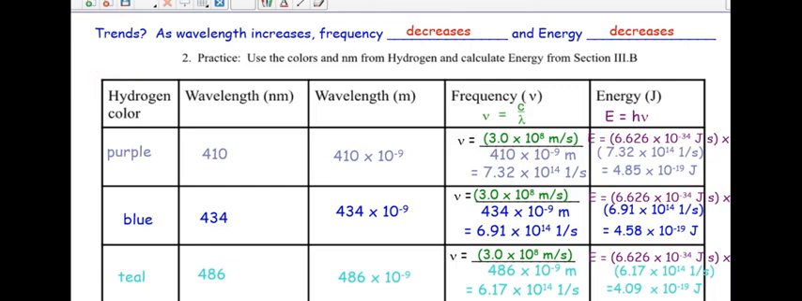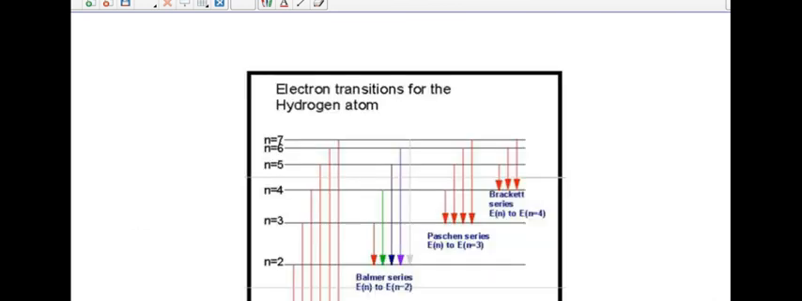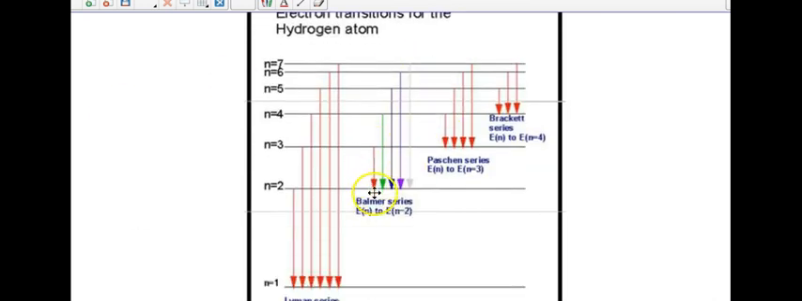Let's go back and look at this picture again. So red has the longest wavelength, but the shortest energy. Green or teal has the next longest wavelength, but the next shortest energy. Purple had the greatest energy, but the lowest wavelength. It was like 400 and something, if you remember right.